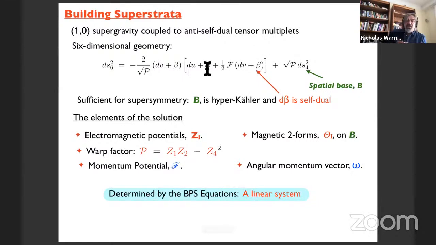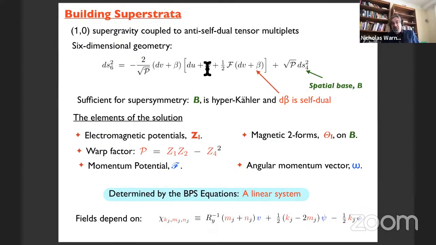And all I'm going to say is that they're determined by a set of BPS equations, and the miracle is it's a linear system of equations. And it's basically a linear electrodynamics in 4 Euclidean dimensions. It's really about as good as it could get. It's intrinsically solvable, although it's inhomogeneous, so you have to solve with non-trivial sources. And the fields, at least for superstrata, depend on, as I say, arbitrary Fourier modes in V and on the sphere.